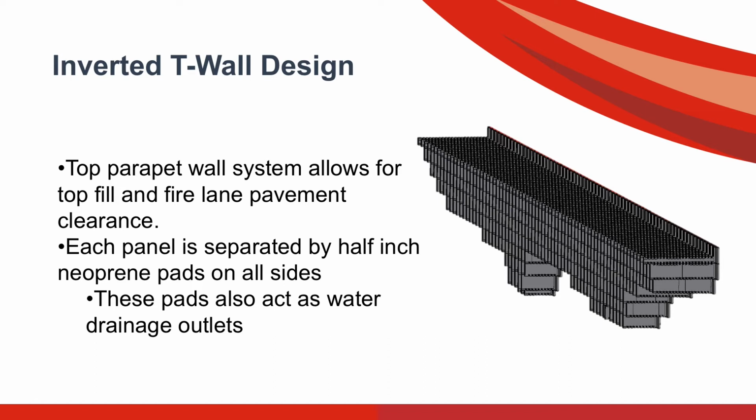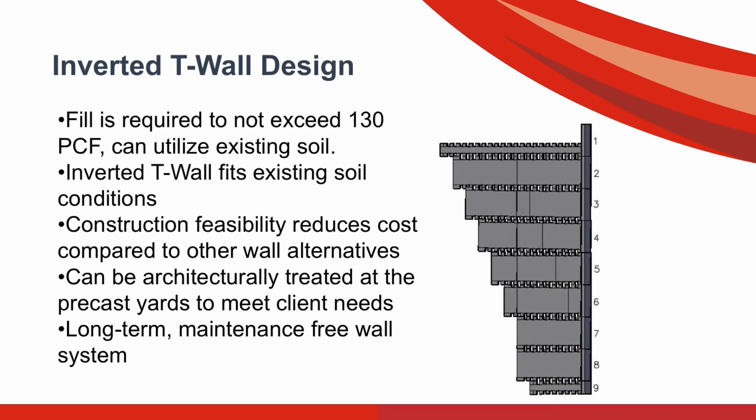Another design feature of the wall is a half-inch spacing between the panels. This half-inch spacing is created by the neoprene pads placed between each panel. This allows for 2 crucial features: California seismic compliance and the drainage of water through the wall. Some other design considerations of the T-wall system include parameters such as the backfill not exceeding 130 pounds per cubic foot, and the face of the T-wall can be architecturally treated to meet the needs of the client.